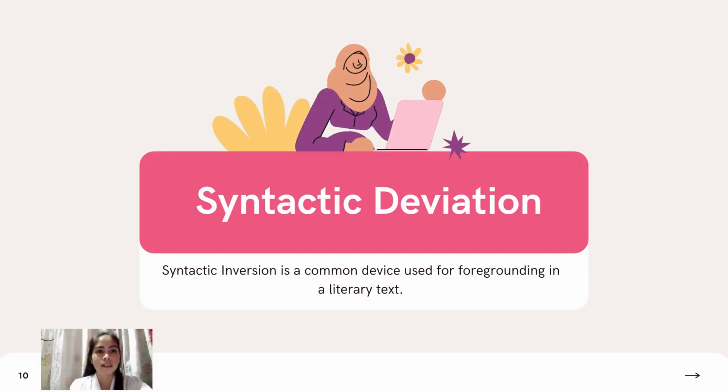Syntactic deviation. Syntactic inversion is a common device. It occurs when a writer deviates from the norms of syntax. It is a departure from the normal rules of grammar. It is a kind of deviation in which poets do not follow the rules of grammar and sentence formation, for foregrounding concerning making a linguistic utterance: words, clause, phrase, phoneme, and etc.